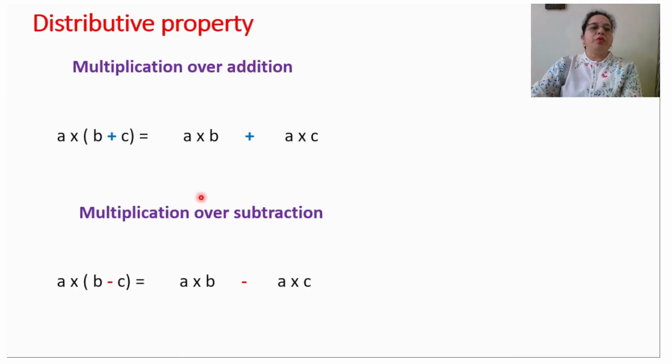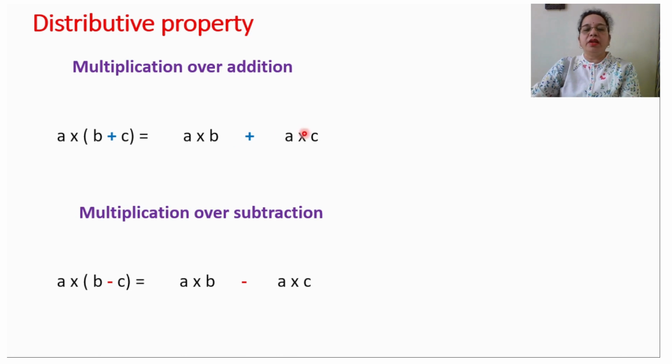Now distributive property. Here we have multiplication over addition. What does it mean? The multiplication sign is outside the bracket and the addition sign is inside the bracket. So multiplication over addition, and here multiplication over subtraction, where the subtraction sign is inside the bracket. So we multiply a by b, plus sign, whatever sign is there, then a multiplied by c.